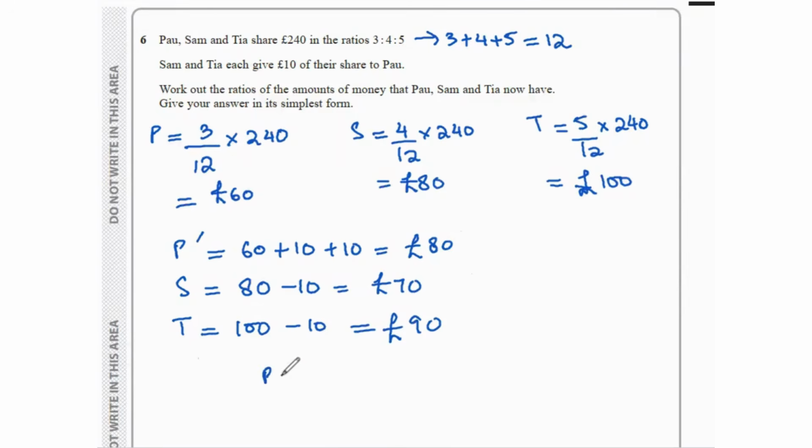So Paul is to Sam is to Tia, the new share, is 80 is to 70 is to 90. The zeros get cancelled out. So 8 is to 7 is to 9. That is your new ratio in its simplified form.